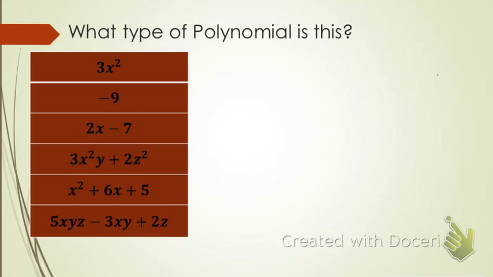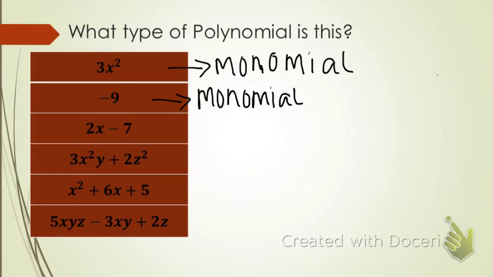The first example is 3x squared. This here is, I'm sure you guessed it correctly, a monomial. It's just a simple term, 3x squared. Nothing else is adding to it, nothing else is subtracting from it, therefore it's just a monomial. Our next one here is also a monomial. Now you may think, but miss, it doesn't have an x with it. Yeah, it is a unique type of monomial.